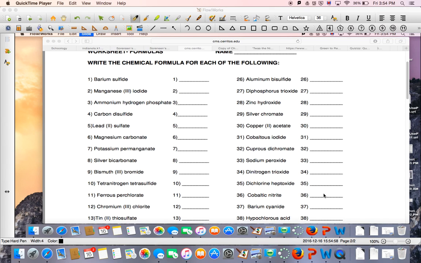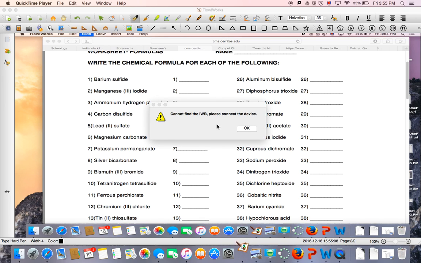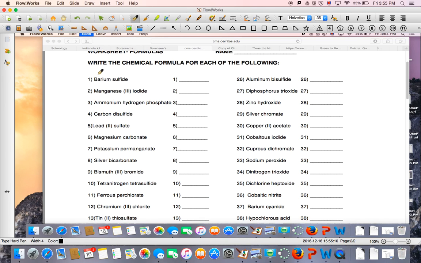Here's an example of some problems on a worksheet for writing chemical formulas from names that you could also look at and see how we did. So barium sulfide. I've got a metal, barium, and I have sulfur, so this is ionic. Barium is a 2 positive and sulfur is a 2 negative. So if I'm giving 2 and taking 2, my chemical formula is BaS.